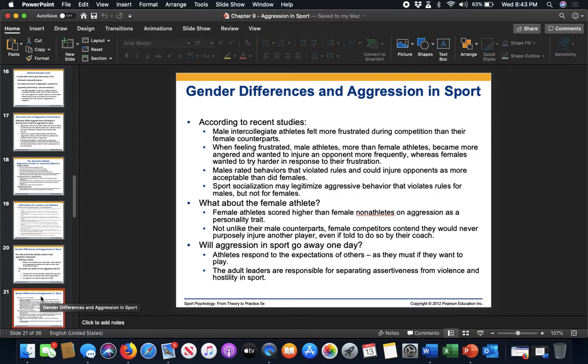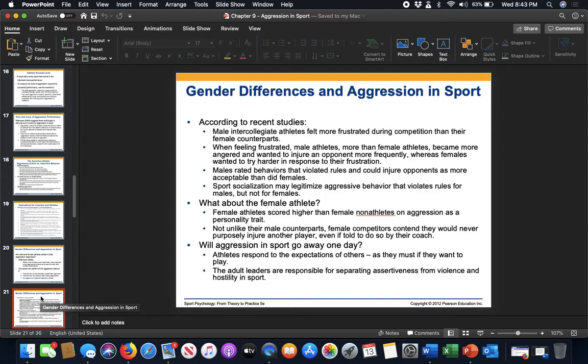And then again, male intercollegiate athletes felt more frustrated during competition than their female counterparts. Females are a little bit more rational, which I totally agree with, and males tend to fly off the handle a little bit more. Male athletes more than female athletes become more angered and want to injure an opponent more. It doesn't mean that females are like, oh, poor baby, but it just means that guys are quick to retaliate, and when they become angered, they want to injure.